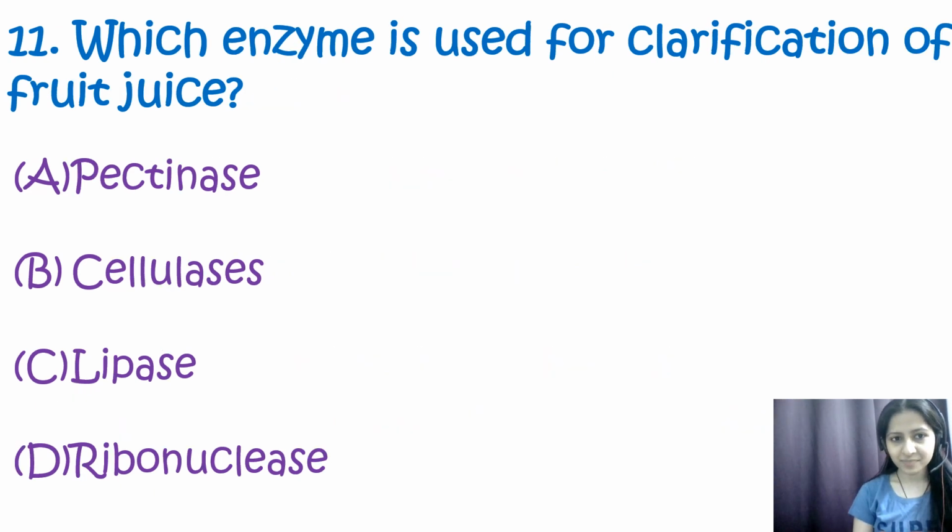So question number 11, which enzyme is used for clarification of fruit juices? So options are pectinase, cellulase, lipase and ribonuclease. So among the following, the appropriate answer is A, that is the pectinase enzyme. The enzyme that is commonly used for the clarification of fruit juice is the pectinase enzyme. This pectinase breaks down the plant carbohydrate into soluble forms, and then this process frees the suspended particles, which settle down and leave the juice cleared. So over here the correct option is A, that is the pectinase enzyme.